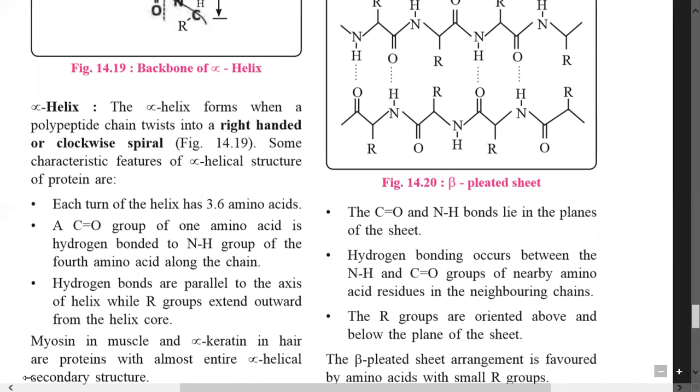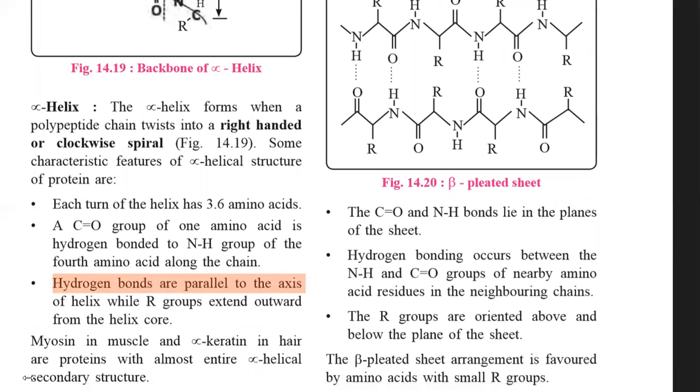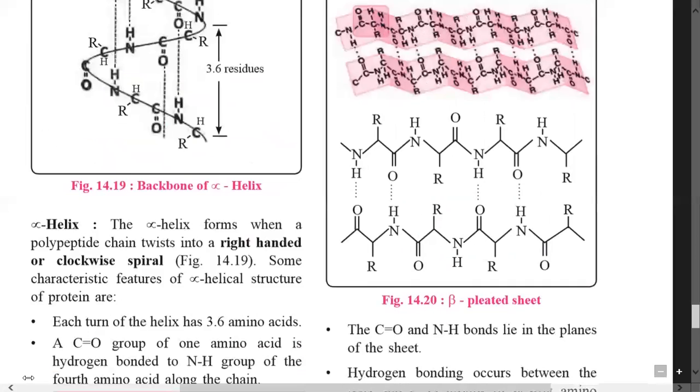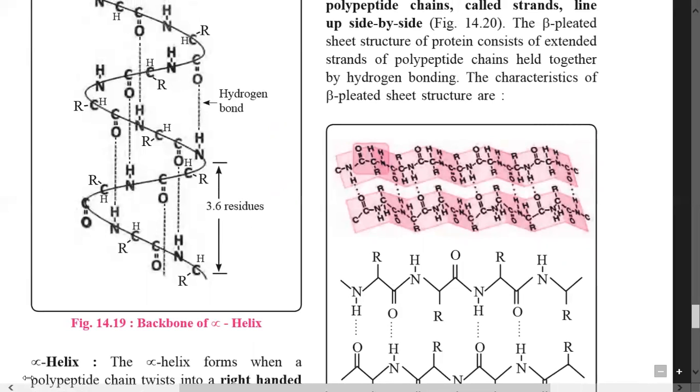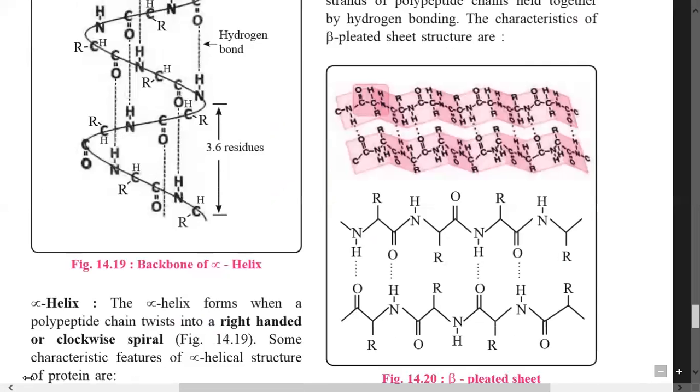The third characteristic of the alpha helical structure is that hydrogen bonds are parallel to the axis of the helix, while R groups extend outwards from the helix core. So hydrogen bonds are parallel first. So see this dotted bond, that is called a hydrogen bond. So these bonds are parallel. Similarly, these two dotted bonds are also parallel. These two are also parallel. These two dotted bonds, that is hydrogen bonds, are parallel.